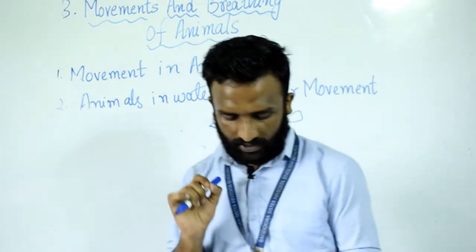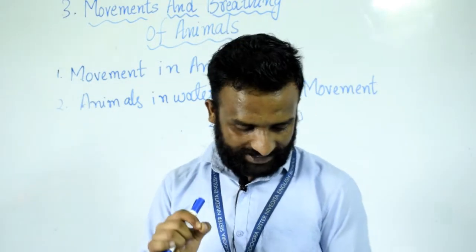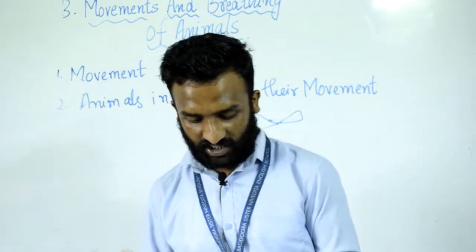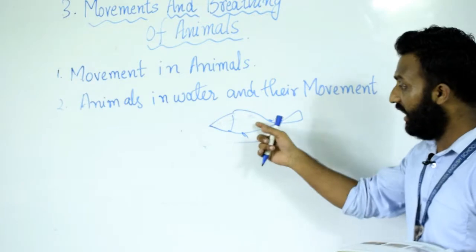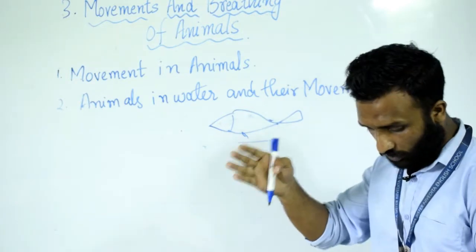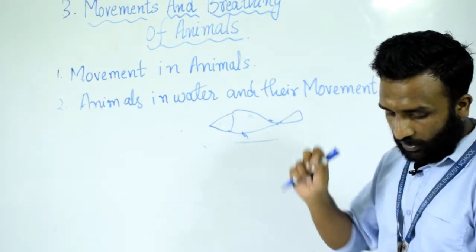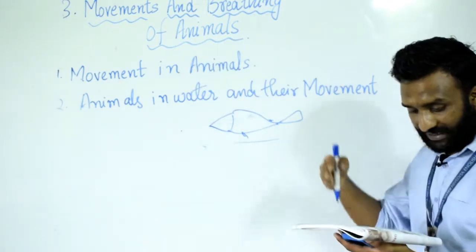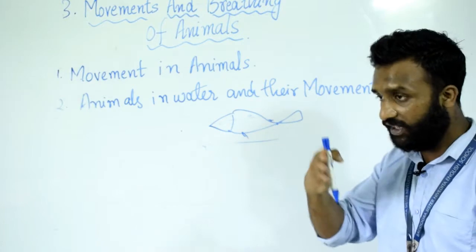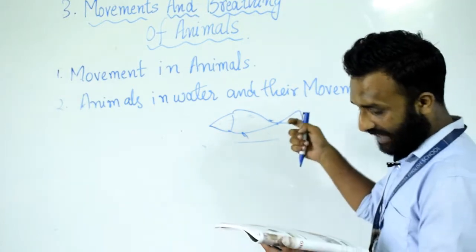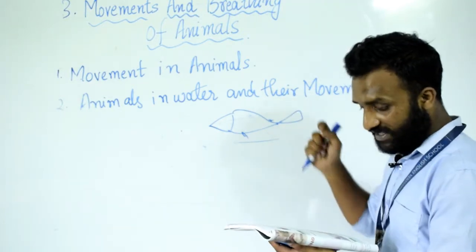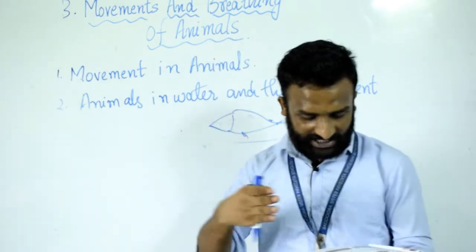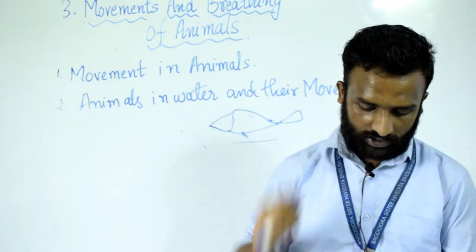The unpaired fins help the fish to maintain balance, and tail fins help in changing the direction in water. So the fins help them to move in the water, the unpaired fin helps the fish to maintain balance in the water, and the tail fins help the fish to change direction in water.